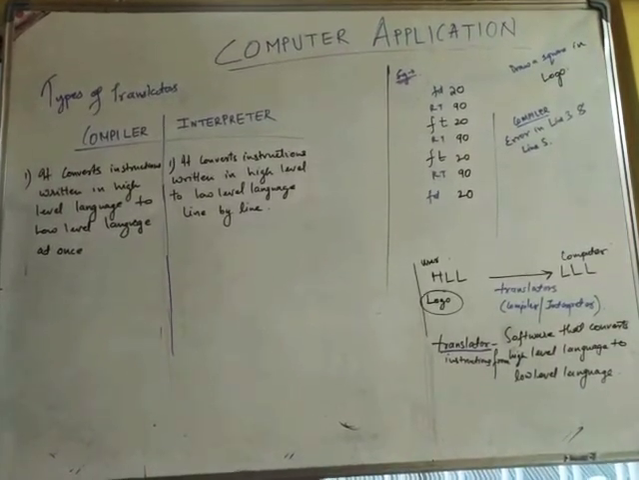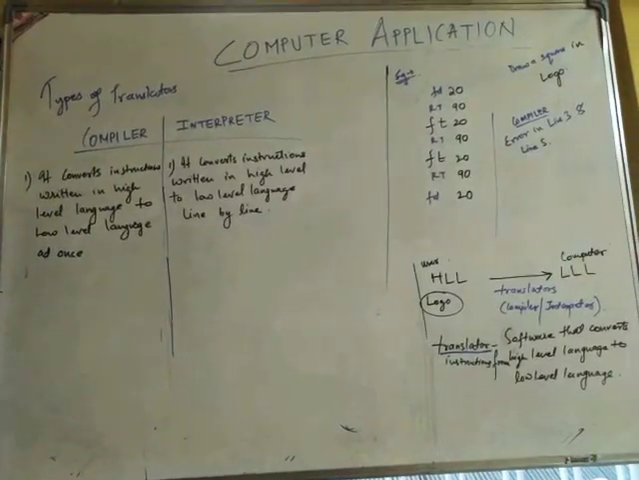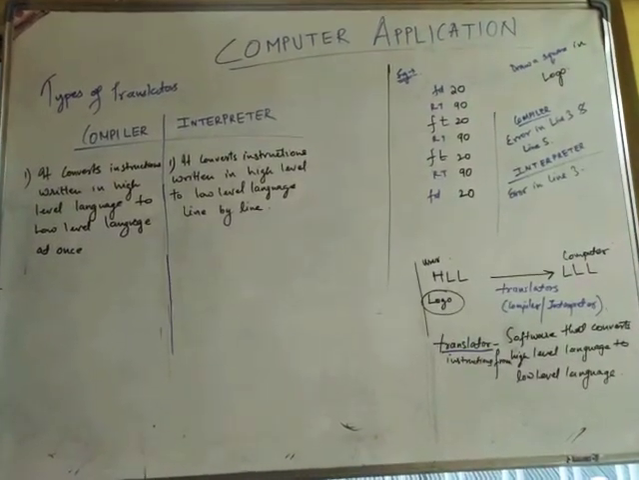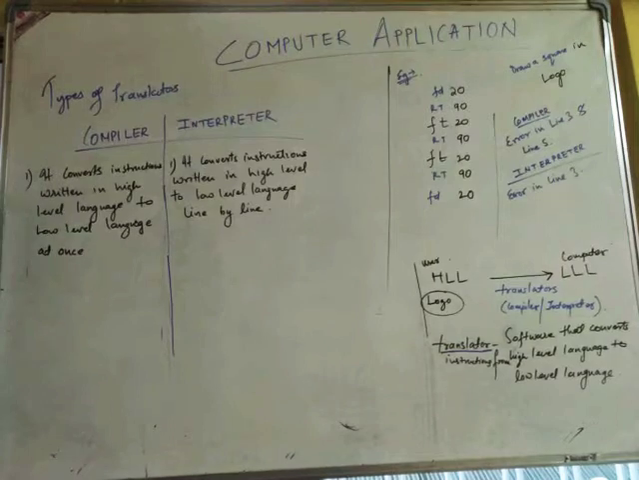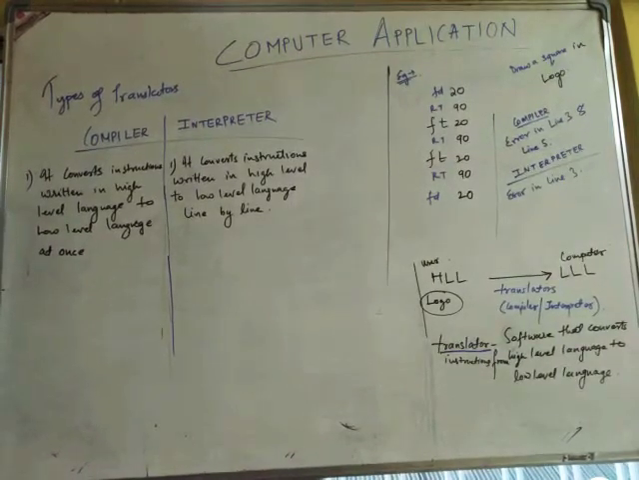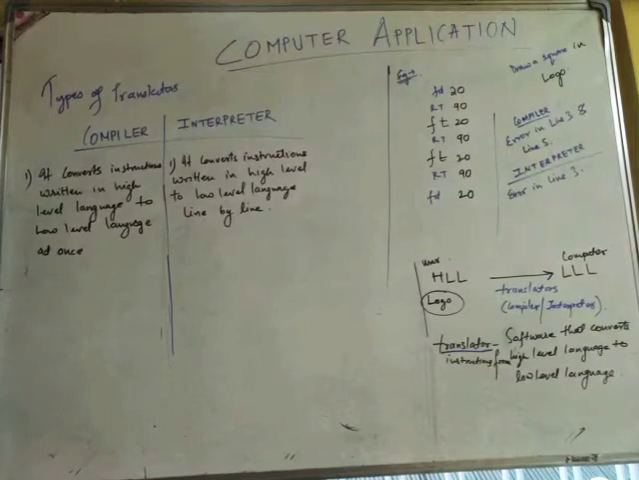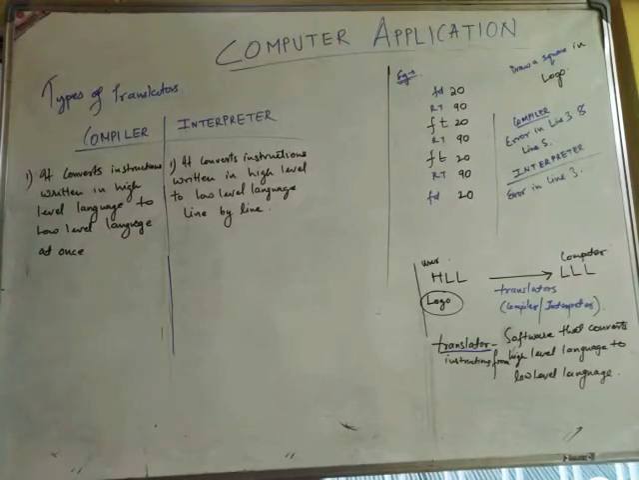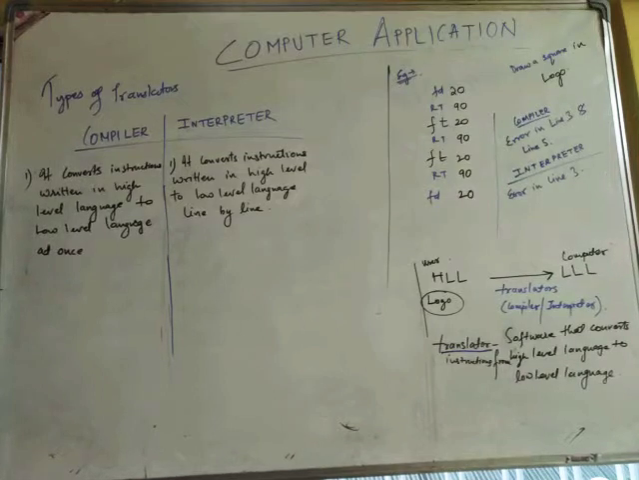Clear? Understood? So the interpreter's error message will tell that the error is in line number 3. Even if you have an error in line number 5, you will not come to know, because it goes step by step. Unless the error is corrected, the further instructions will not be converted. So the interpreter goes line by line, whereas the compiler converts the whole program at once. Clear? This is the first difference.